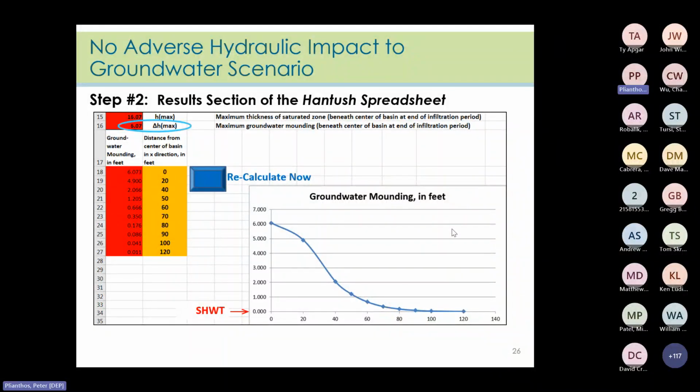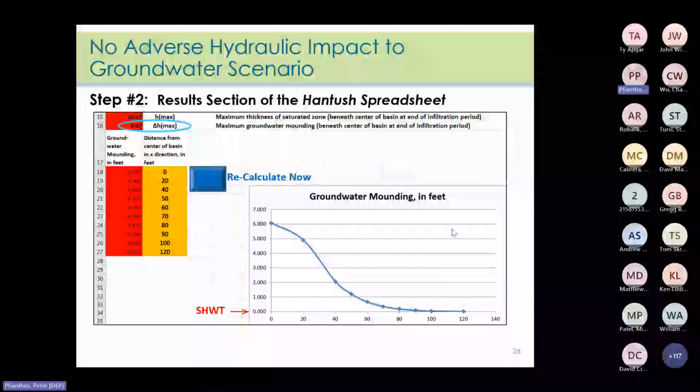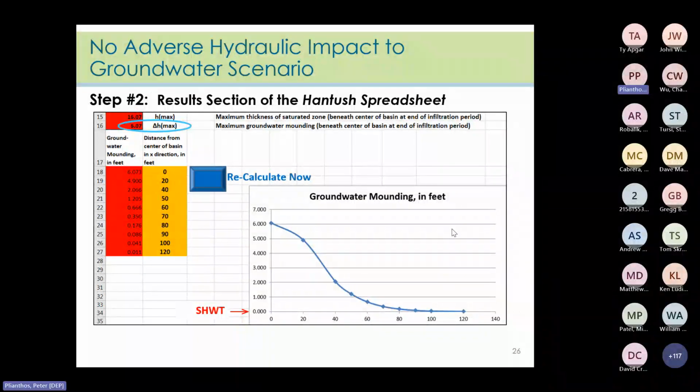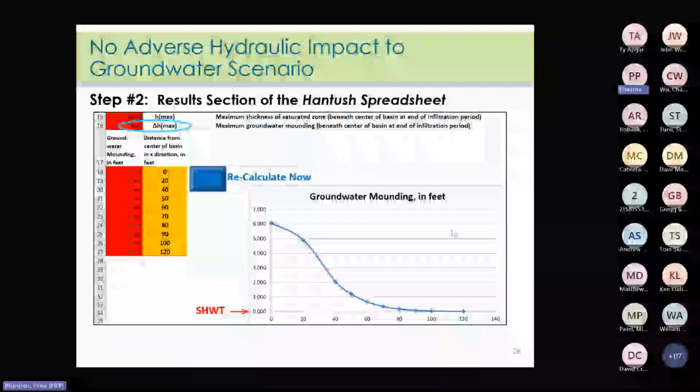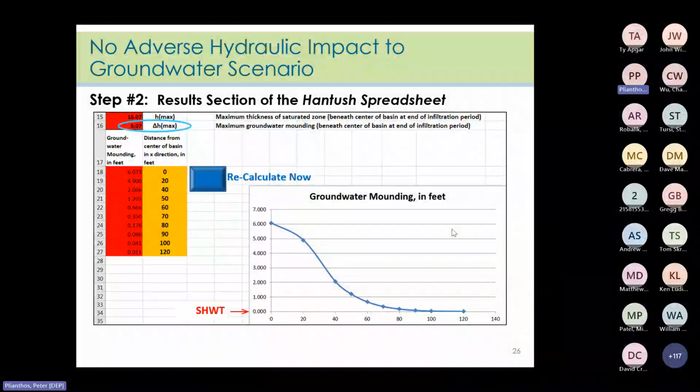The results show in the red cell in row 16 the maximum height of groundwater mounding, represented by the variable delta H max, equals 6.07 feet, which I have circled in light blue. And this is what will occur at the end of the duration of infiltration period. To put this into proper context, I've also superimposed a symbol representing 1/2 of the bottom of the basin.